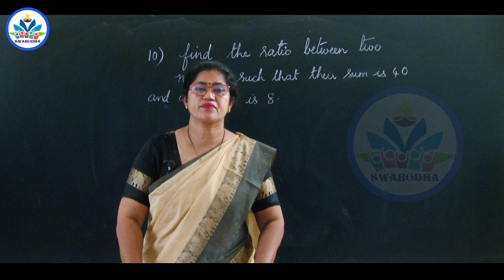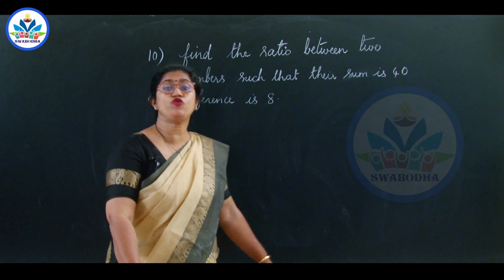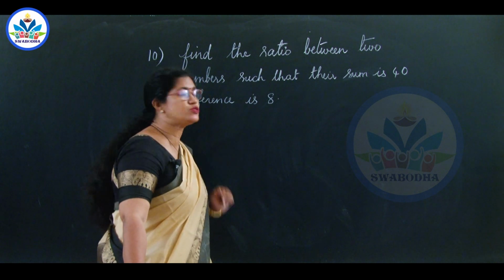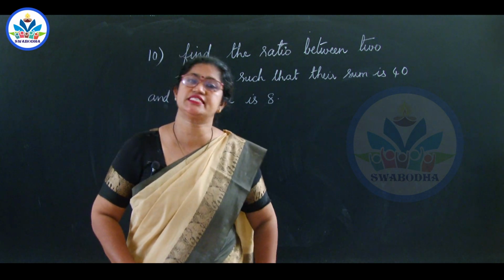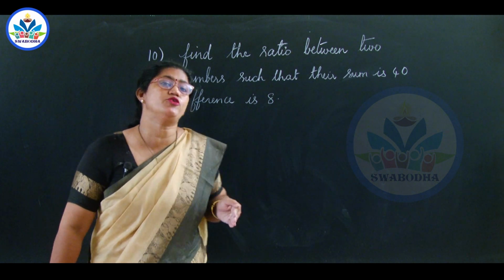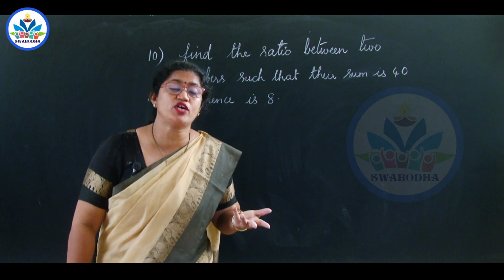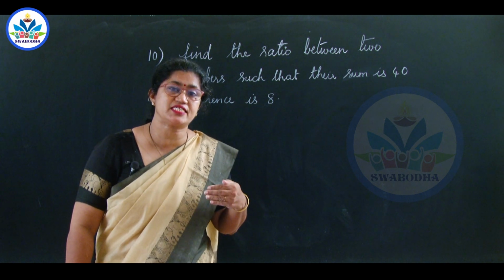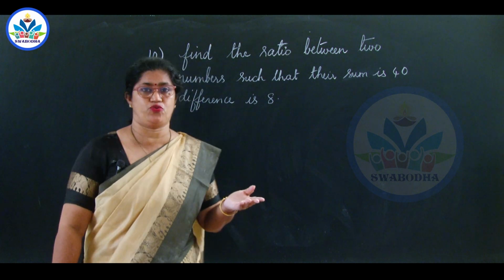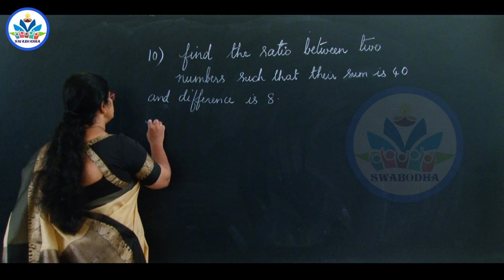Question 10. Find the ratio between two numbers such that their sum is 40 and the difference is 8. Now, we are asked to find the ratio between two numbers, but we are not told what the two numbers are. So, the first task is to find the two numbers and then find the ratio. So, let us see how to find the two numbers.